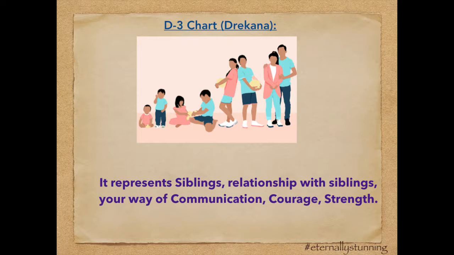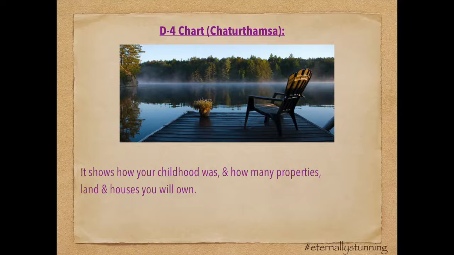And then the D3 chart represents siblings, how many you will have and how your relationship will be with them. And apart from the siblings, it also represents courage, communication, and strength. D4 chart is called Chaturthamsha. This shows your childhood, how your childhood was. It represents the number of properties or the houses or lands you will own in your lifetime.